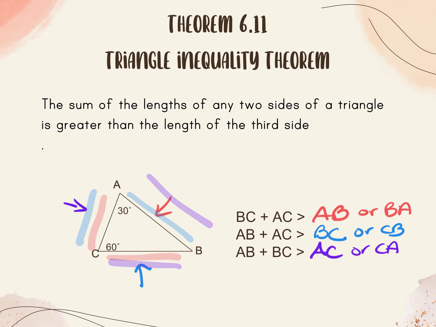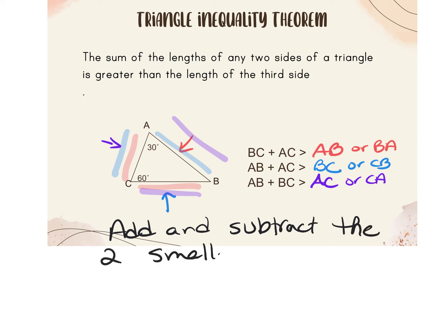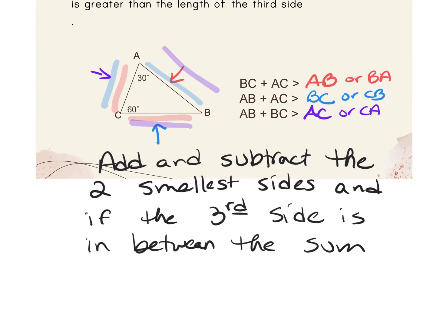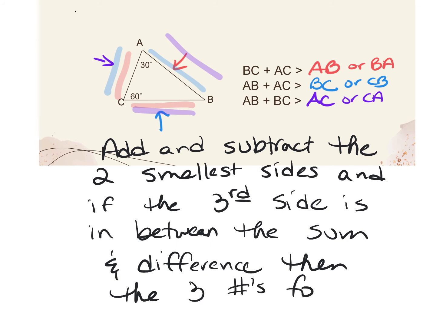So if I give you three numbers, you're applying the triangle inequality theorem. However, I'm going to show you a shortcut. The shortcut to figure out if three numbers will form a triangle is to add and subtract the two smallest sides, and if the third side is in between the sum and difference, then the three numbers form a triangle. I'm going to show you an example of this.